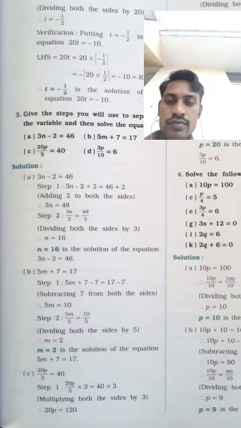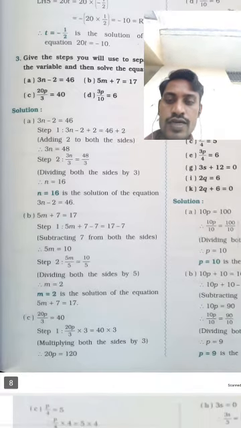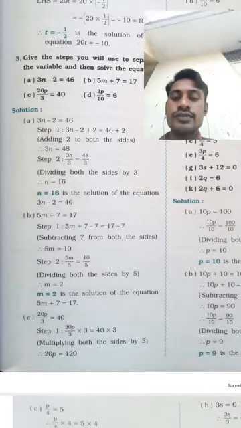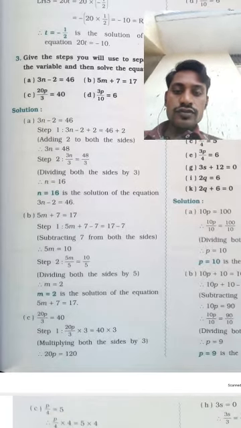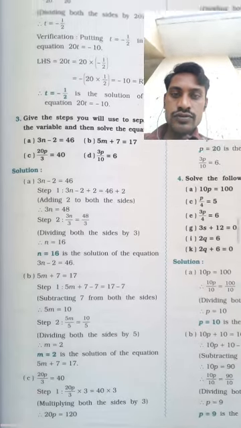Here on both sides we divide by 5. So 5 cancels, 5 times 2 is 10. So m is equal to 2. So m is equal to 2 is the solution of the equation 5m plus 7 is equal to 17. Understood this one also?